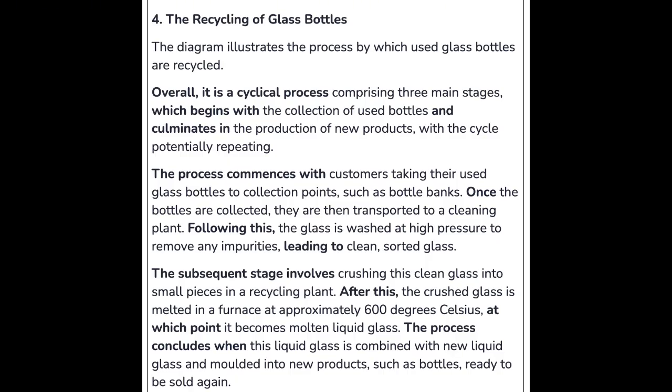The process commences with customers taking their used glass bottles to collection points, such as bottle banks. Once the bottles are collected, they are then transported to a cleaning plant. Following this, the glass is washed at high pressure to remove any impurities, leading to clean, sorted glass. The subsequent stage involves crushing this clean glass into small pieces in a recycling plant. After this, the crushed glass is melted in a furnace at approximately 600 degrees Celsius, at which point it becomes molten liquid glass. The process concludes when this liquid glass is combined with new liquid glass and molded into new products, such as bottles, ready to be sold again.